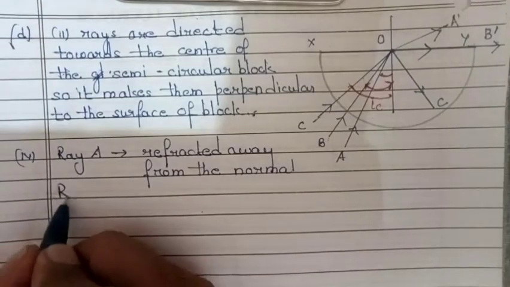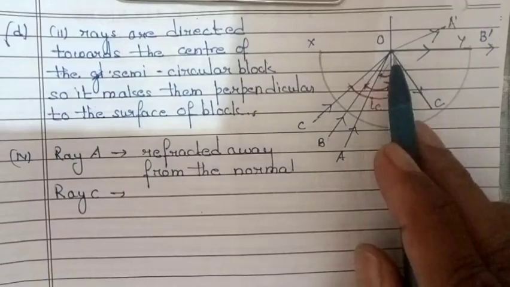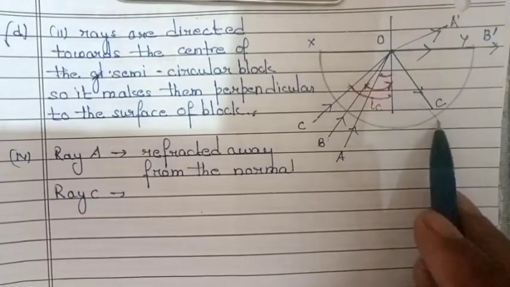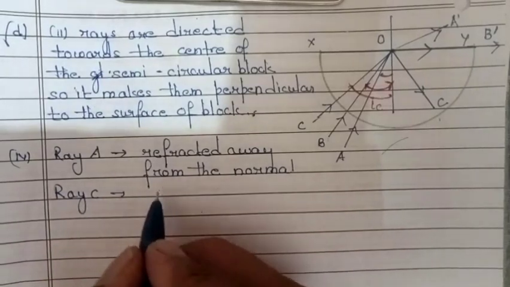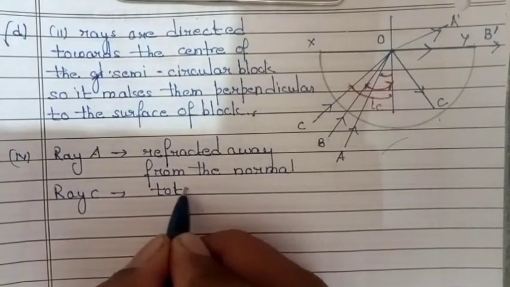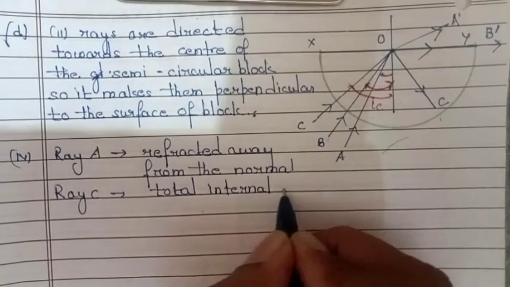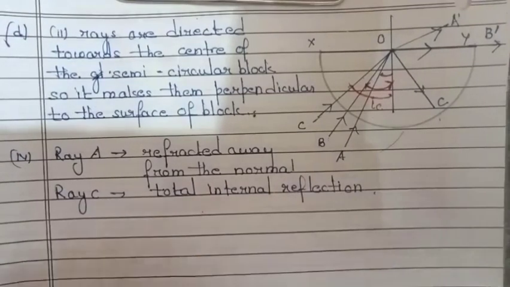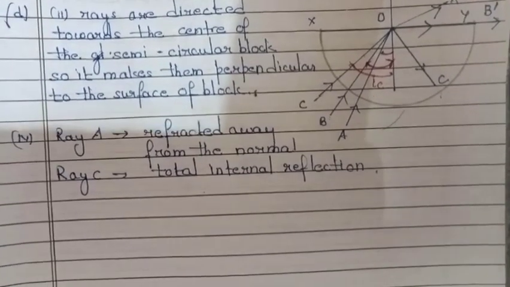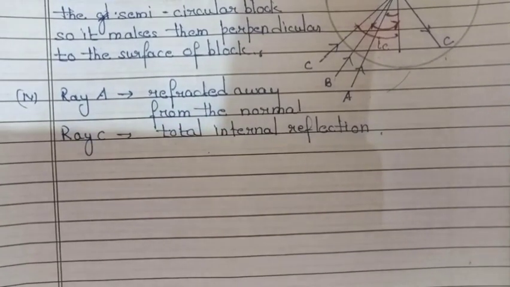Now, what about ray C? As you can see, ray C has struck the surface and it has come back. So you can say that ray C exhibits total internal reflection. This is clear to you now? So this was question number 6. Now moving on to the next question, question number 7.